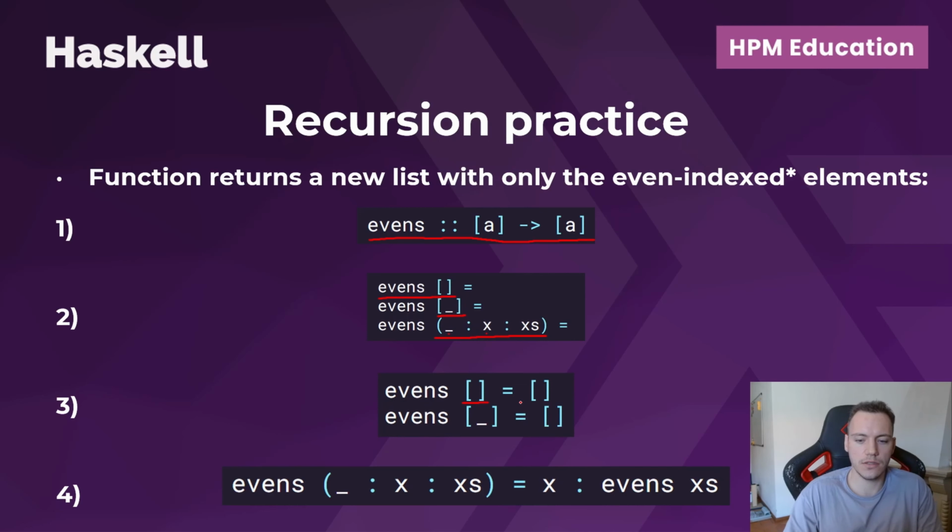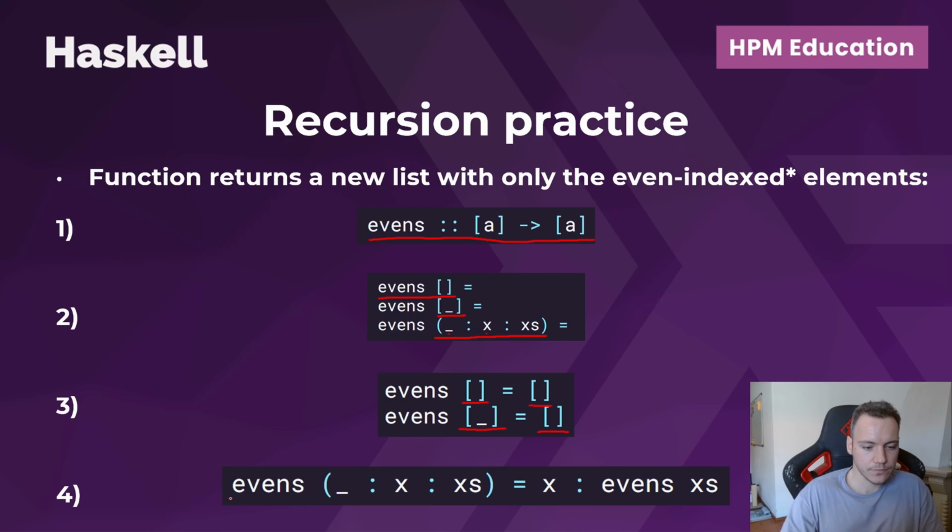If we have an empty list, there are no even indexed elements, and we return the empty list. If the list has only one element, as I said, we will consider this an odd indexed element, and we will also return the empty list. So we will skip that first element of a list.